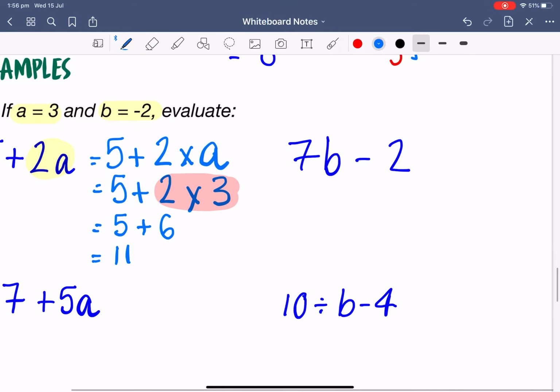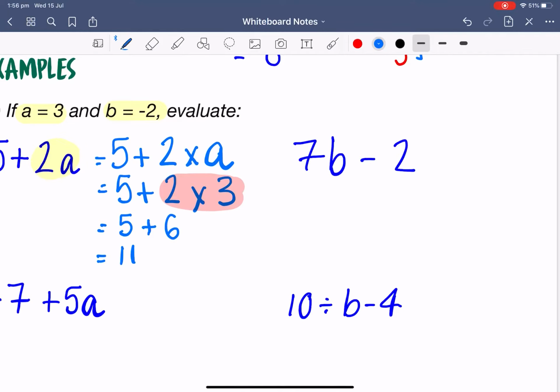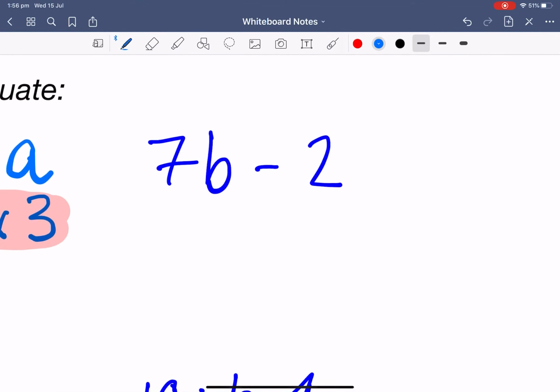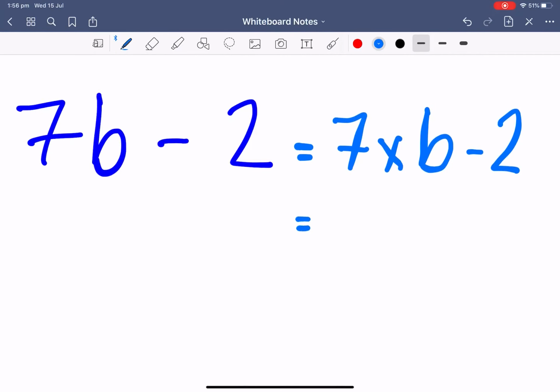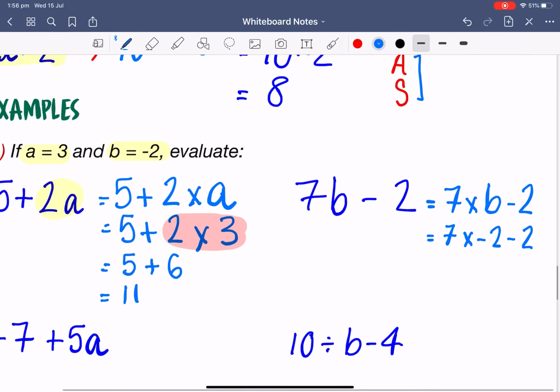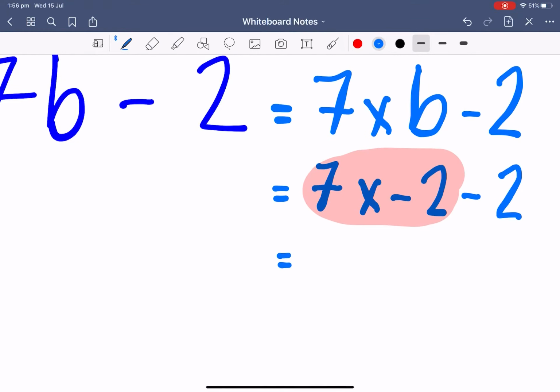Let's move on to the next one. So 7b take 2. So remember, when we have 7b, it's the same as 7 times b, take 2. Now b, it tells us, is -2. So let's just write that out. 7 times -2, take 2. Again, we need to apply BODMAS here. And we need to first do our multiplication before we can do our subtraction. So 7 times -2. When we have a negative and a positive, it gives us a negative value.